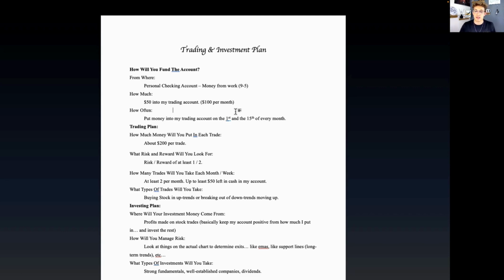And that's really clear. But that's not a real change. I'm putting $50 in, and we're putting it in on the 1st and the 15th of every month. So that is perfect. No issues there. That makes sense.